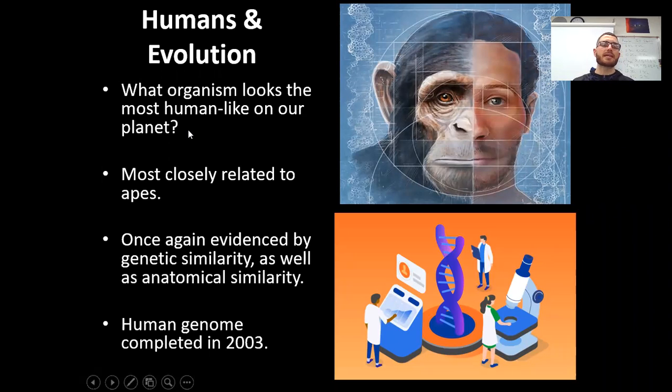So humans are most closely related to apes, as we can see the human-to-ape similarity here in this picture. They've got opposable thumbs, similar facial jaw features, and similar skull features. Evidenced by genes as well, as we saw the 99 percent similarity. And then lastly, we have actually mapped out the entire human genome, all of the genetic code for humans, since 2003.